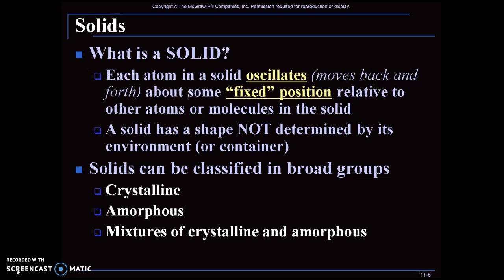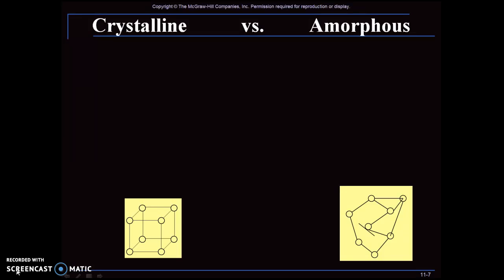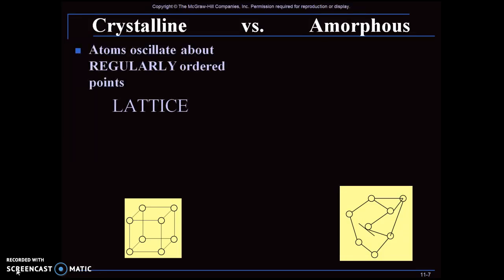Solids can be classified in broad groups. The solids can further be classified as crystalline materials, amorphous materials, or a mixture of crystalline and amorphous materials. Now we are going to talk in detail about what these three types of materials are. So now let's see the crystalline materials.